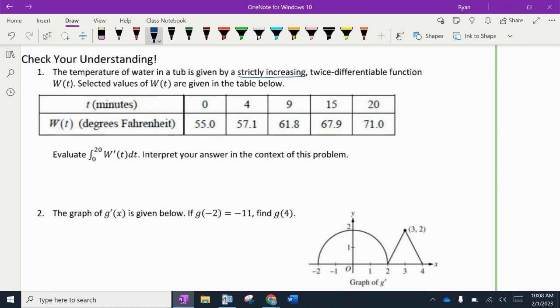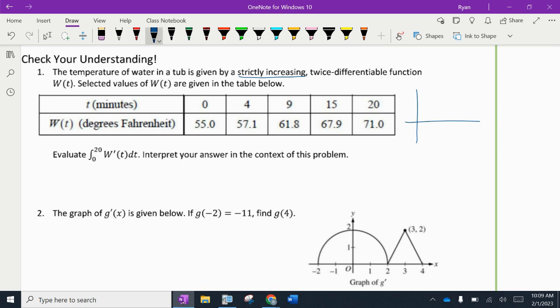And maybe that helps with what the label is going to be. In here, it says W prime of T. W of T is degrees Fahrenheit. What would be the label on W prime of T then? W prime with respect to T. So what would be the label on W prime of T? Degrees per minute, right? With respect to T, with respect to time.